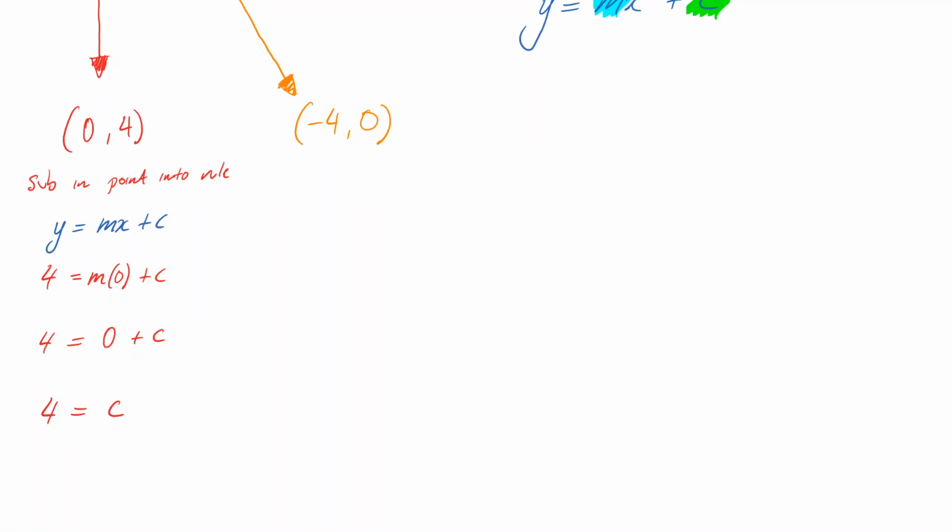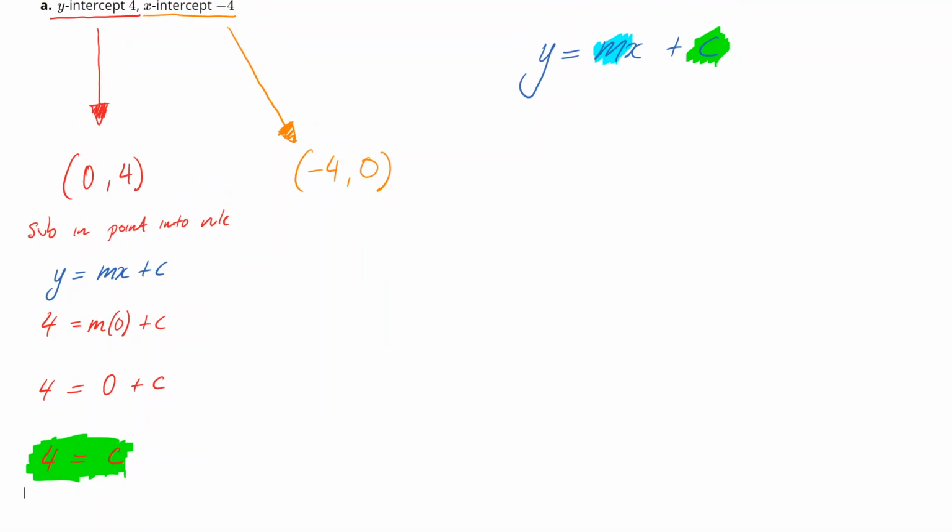This is important. We have just found out what my c is equal to. My c is equal to 4. So now what I can do is I can come over here. I'm going to rewrite this, y is equal to mx plus, but instead of c, I'm going to write 4. Because that's what we know, c is equal to 4.